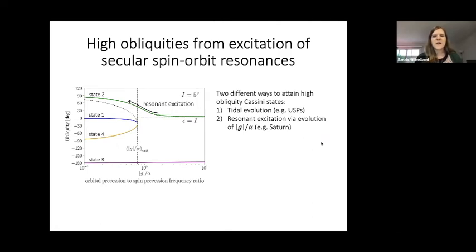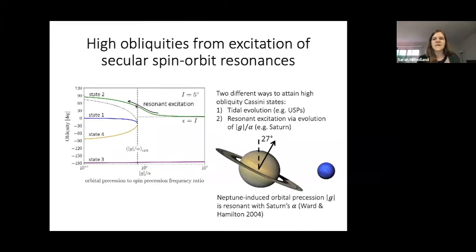So this is called a secular spin-orbit resonance, and it's basically just another way of phrasing that it's a Cassini state. And this mechanism isn't new. It's actually what is thought to have generated Saturn's 27-degree obliquity. This 27-degree obliquity is thought to be due to a secular spin-orbit resonance, due to Neptune-induced orbital precession G becoming resonant with Saturn's spin axis precession frequency alpha.